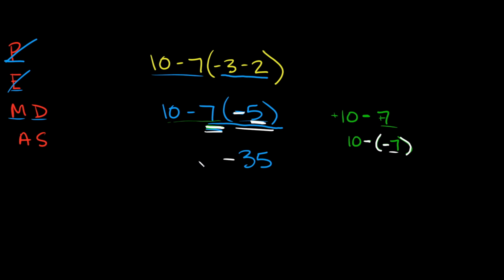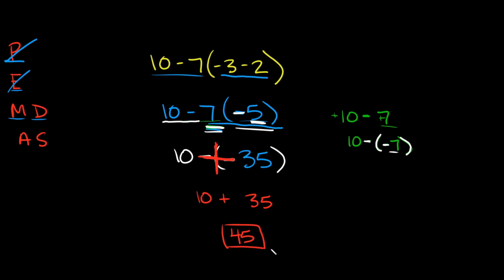Okay, so I simplified my multiplication, so now let's bring the rest of our problem down, which is this 10 minus part. So 10 minus negative 35. And since this is a negative sign, I'm going to put this in parentheses. Okay, so now I'm left with 10 minus negative 35. What is that? Well, a minus sign and a negative sign always make a plus sign. Okay, so this would actually simplify to 10 plus 35. And what's 10 plus 35? 45. Okay, so that'd be your answer.